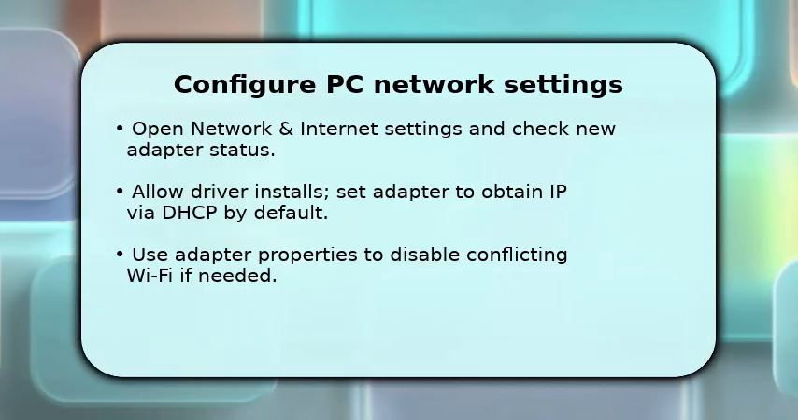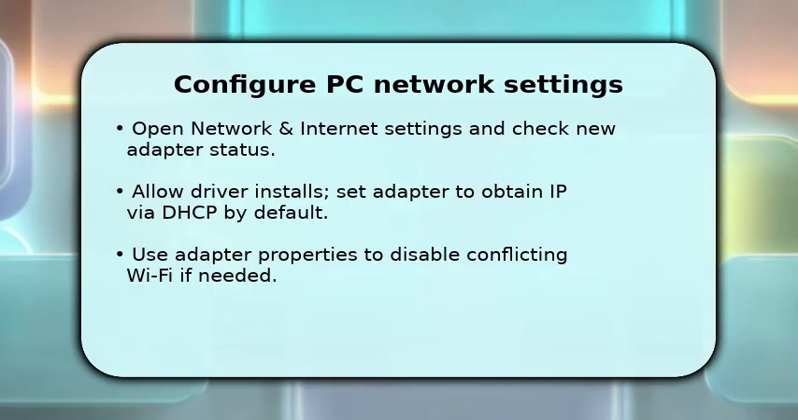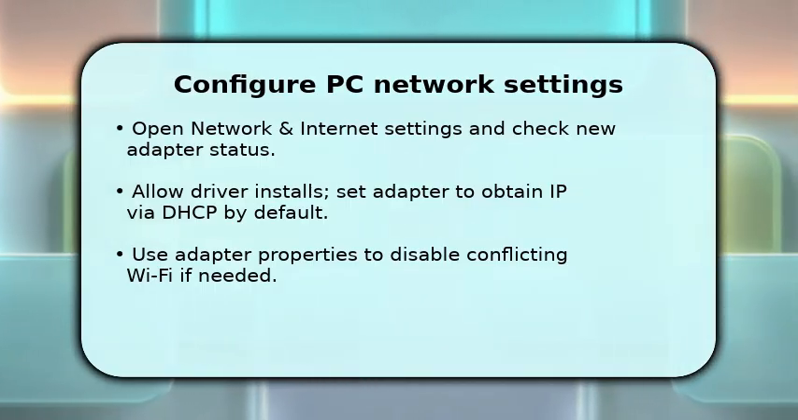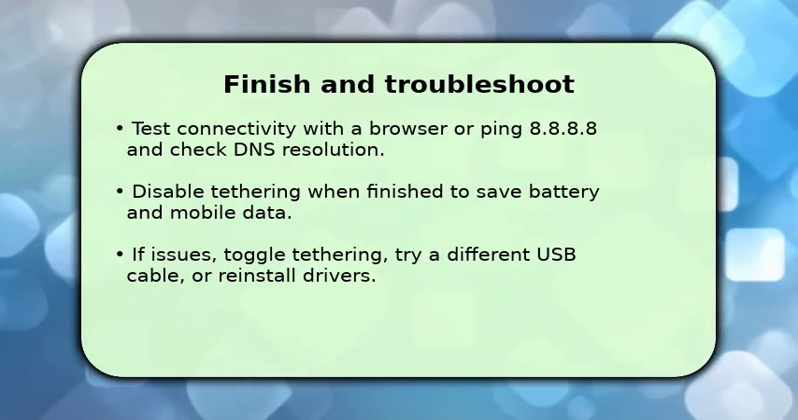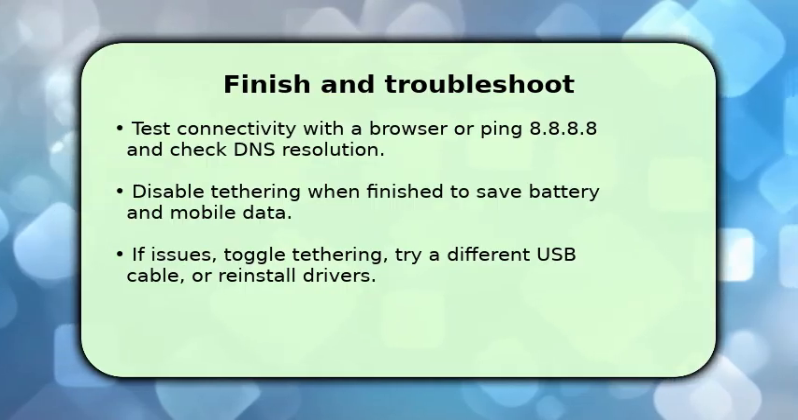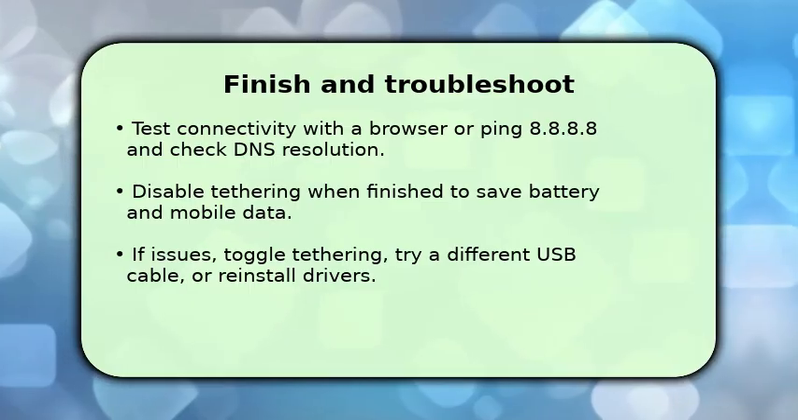Allow any driver prompts. They implement RNDIS or CDC networking, so packets flow between your PC and phone. To finish, verify internet by loading a website or pinging a public IP to separate DNS problems from connectivity. Once satisfied, disable USB tethering to conserve battery and data. The phone returns to normal.